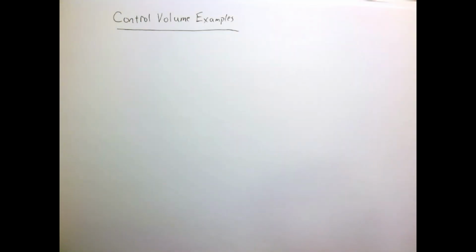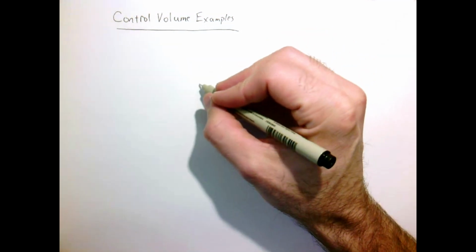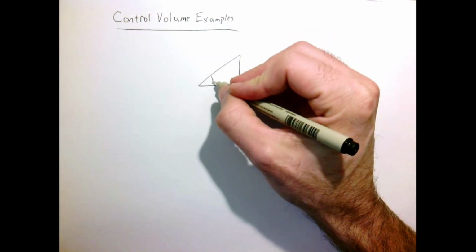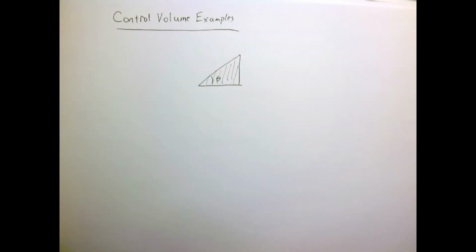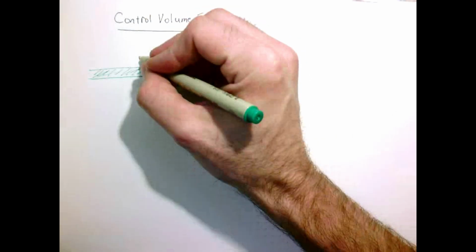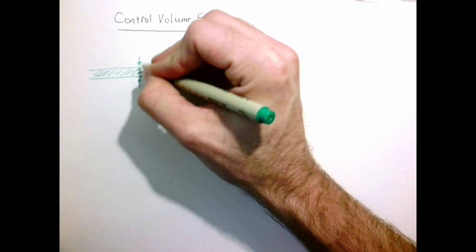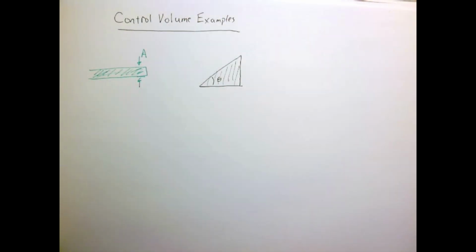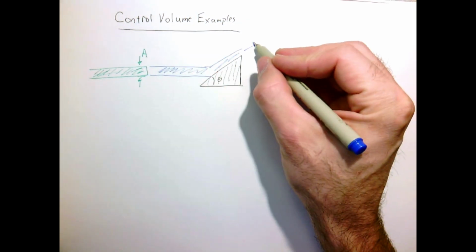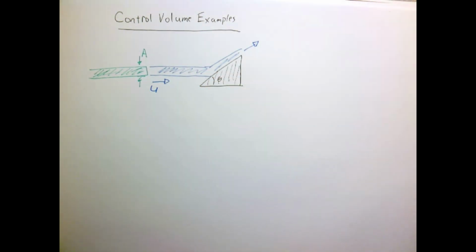Okay, let's do some control volume examples. So let's imagine I have a block, which is a solid, and it has an angle theta. I'm going to take my garden hose, which has a cross-sectional area A, and I'm going to spray it at the block. And what I want to know is what's the force exerted on the block.